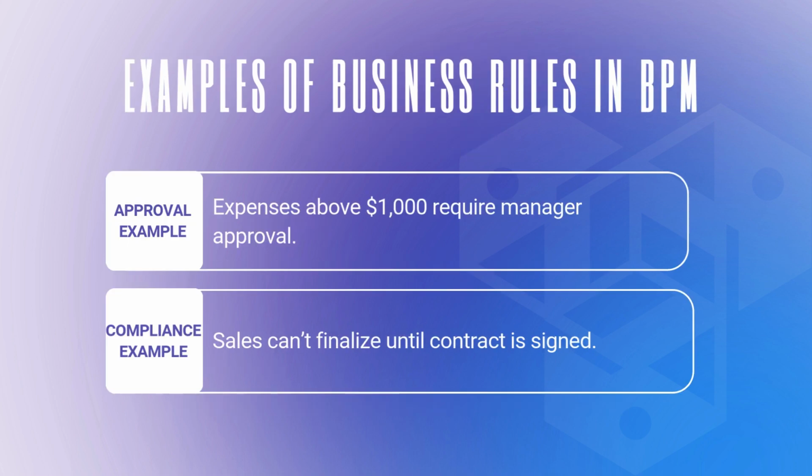Next is examples of business rules in BPM. Here are some examples of business rules in action. For instance, any expenses above $1,000 might require manager approval, ensuring oversight on high expenditures. Another rule might prevent sales from finalizing until the contract is signed, ensuring legal compliance and risk management.